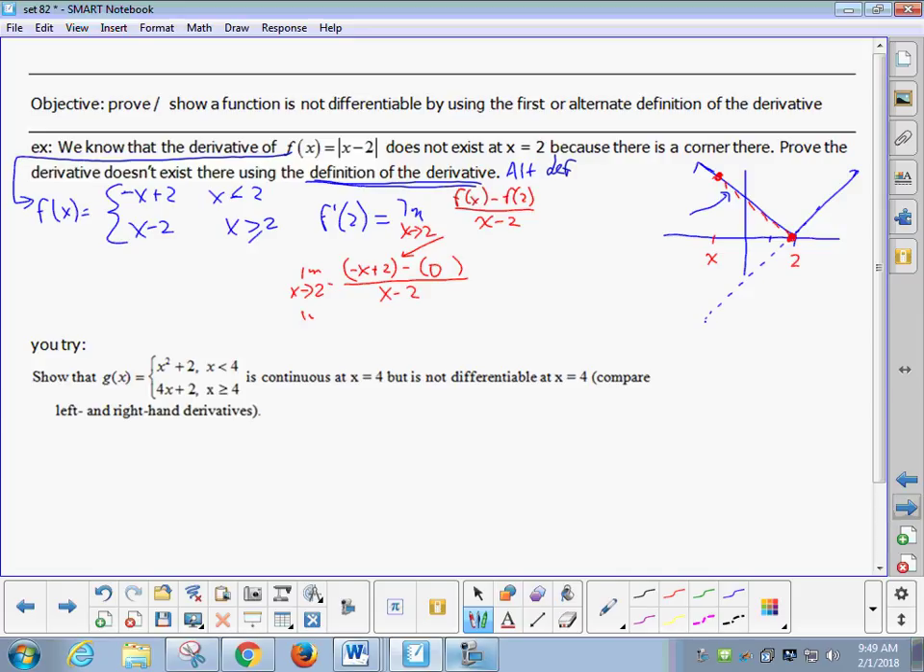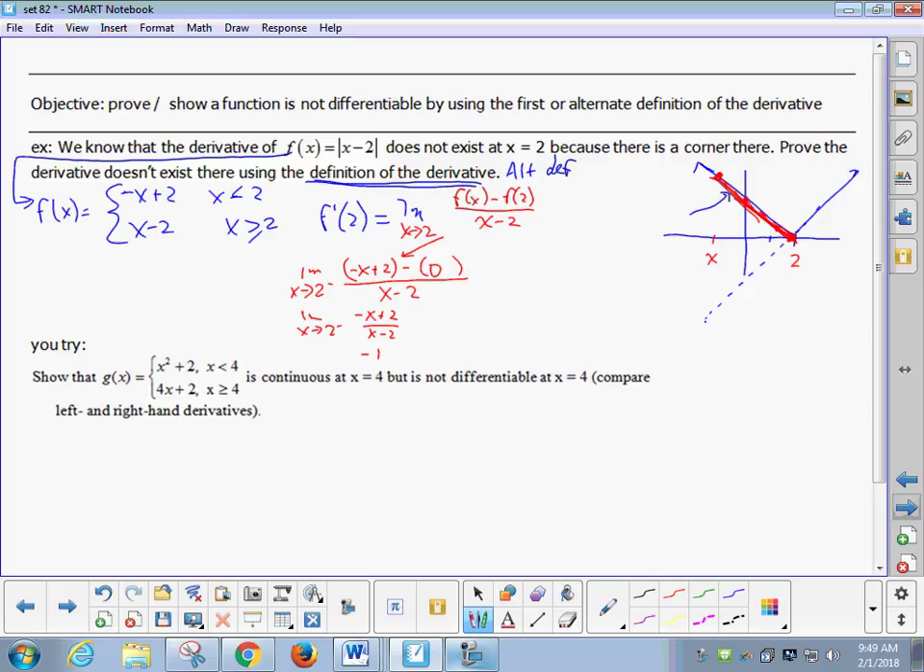Sometimes you'll have some algebra to do. This will always come out 0 over 0 on first glance, but there will always be some algebra to do. In this case, you could factor out a negative, then cancel. What do you get? Negative 1, right? Tell me why visually that makes sense, or that verifies what we see. Yeah, the slope on this side is negative 1. No matter what you do to x, taking it closer and closer, the slope still approaches negative 1.